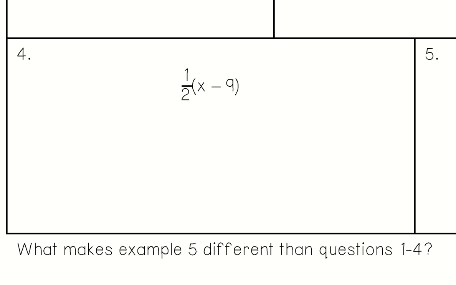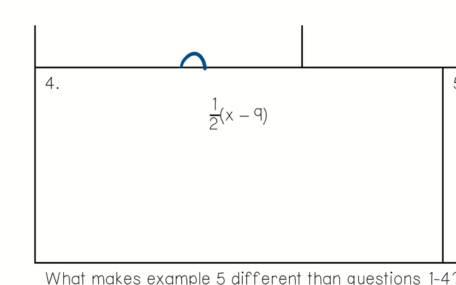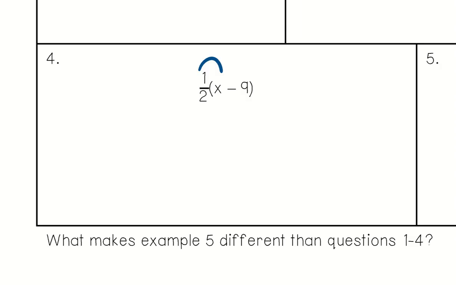All right, number 4, we have 1/2 in front of the parenthesis that we need to distribute to both terms. So we're going to do 1/2 times x, which will be 1/2 x. And then we're going to do 1/2 times negative 9. Remember, because we already have fractions in the problem, we're going to keep this as a fraction.